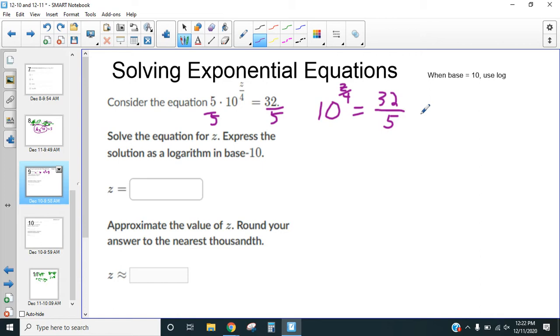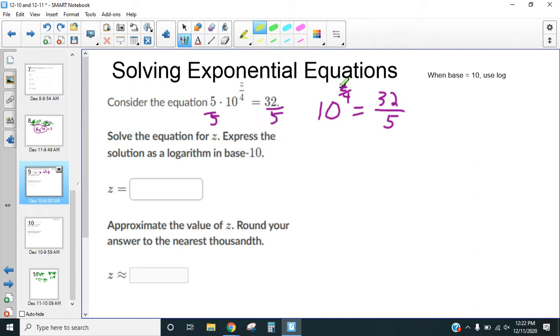Equals 32 over 5. Now, I'm going to leave that as 32 over 5. That's a fraction that can't be reduced, right? Nothing goes into 32 and 5. There's no common factor. Okay, if you can reduce it, reduce it. Now, the question is, how do I get z by itself?